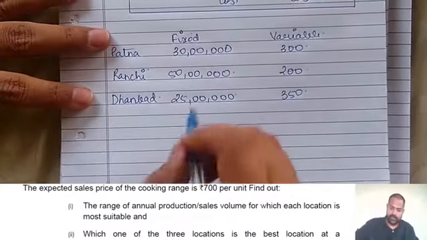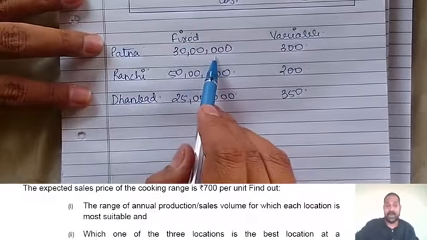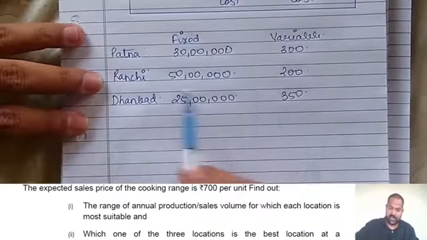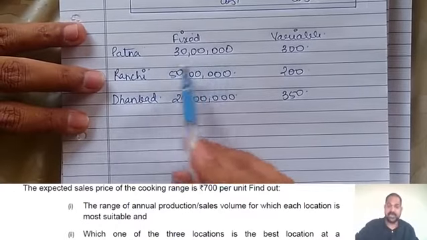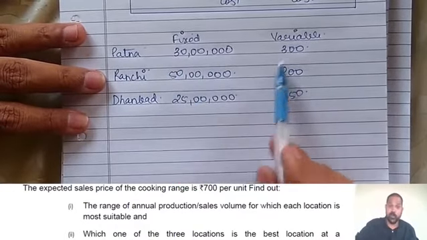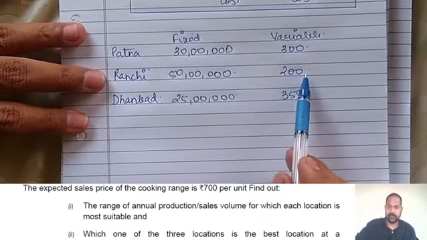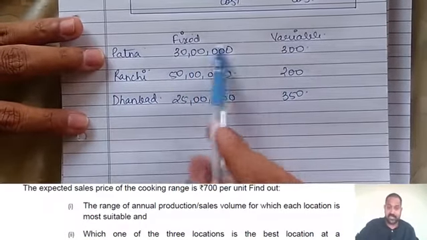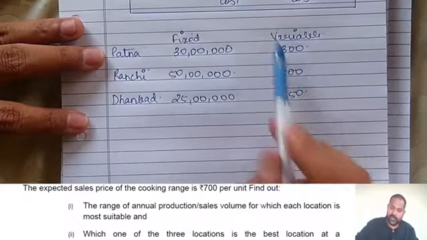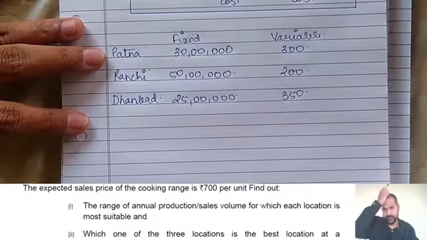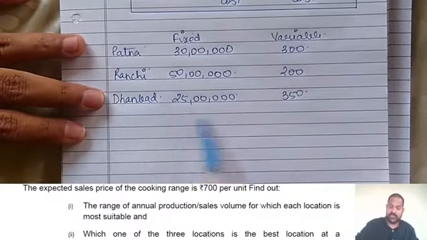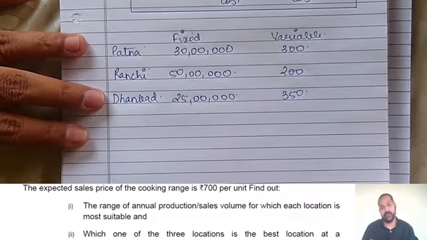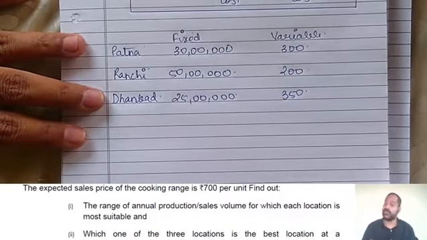And this will always happen in every question. What do I mean? Look at Ranchi: the fixed is highest and the variable is the lowest. Correct? Patna, the fixed is in between the two. The variable is also in between the two. Dhanbad, the fixed is the cheapest. The variable is the most expensive. And this is what you will face in every question.